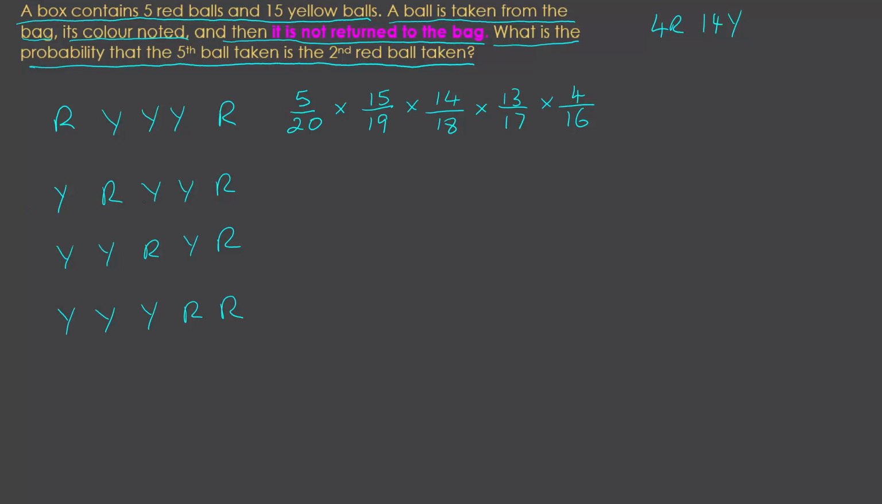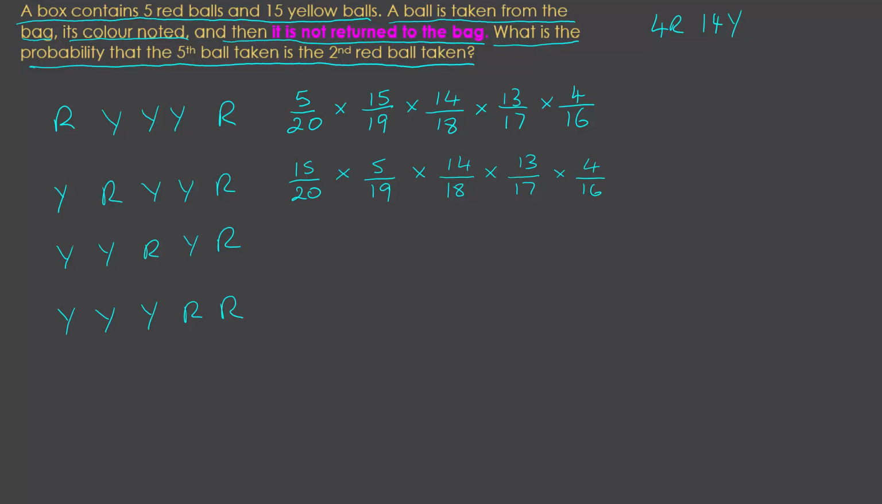Let's just go through the second one. To get a yellow the first time is 15 out of 20. Then to get a red would be 5 out of 19. To get a yellow next would be 14 out of 18. The next yellow is 13 out of 17, and the final red is 4 out of 16.